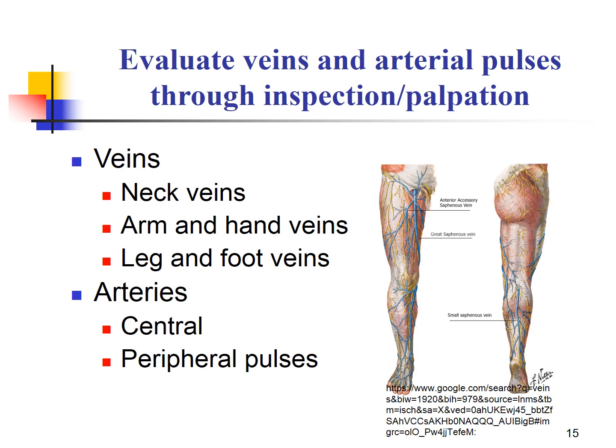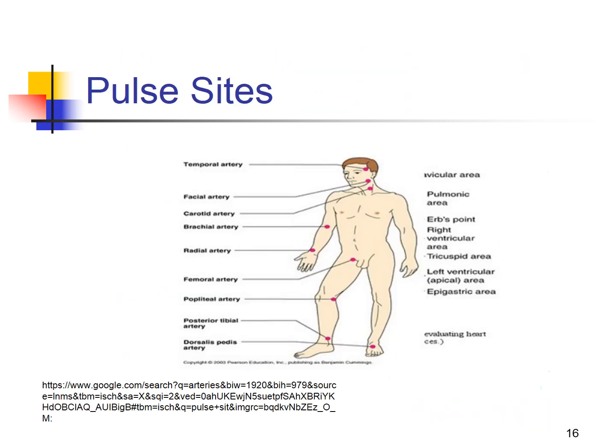Arm and arm veins, you can also assess that in leg and foot veins. Somebody may have other venous problems that you will see. And then of course with the arterial, central, and peripheral pulses, you've got to palpate all the pulses that are there. Next slide.